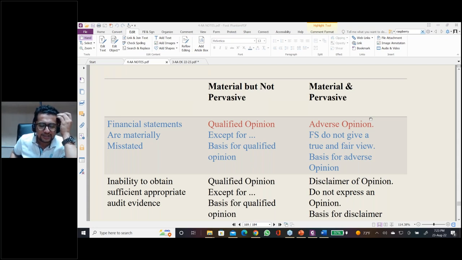What percentage is considered material and pervasive? It's a matter of professional judgment. The auditor will perform the judgment and will conclude. So there's no particular or definite benchmark for that.